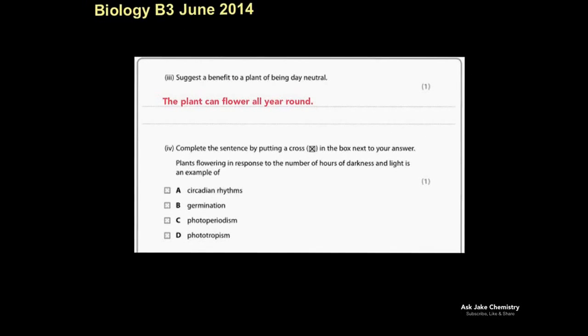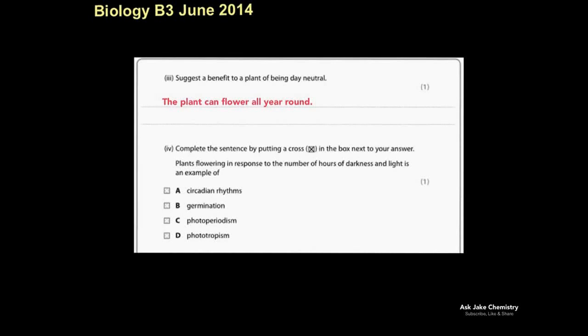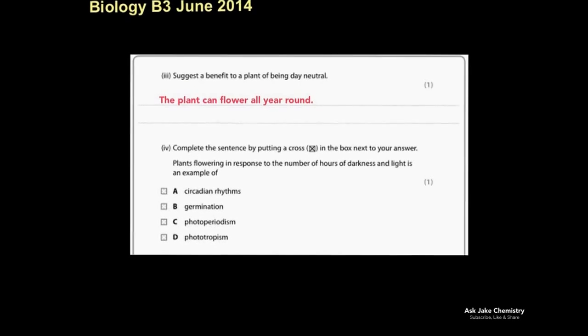So here, suggest a benefit of a plant being day neutral. Just common sense: the plant can flower all year round. And the next one is saying plants flower in response to the number of hours of darkness and light is an example of what. You have to know it's not going to be B or A, and it's either going to be D or C. Phototropism is actually to do with the plant bending depending on light. So the number of hours of darkness is going to be C.